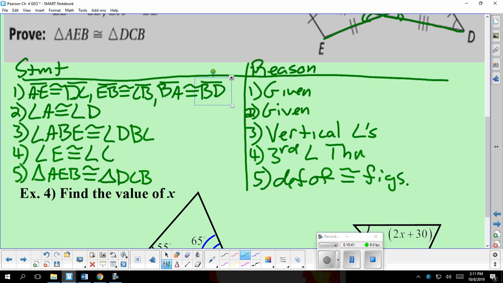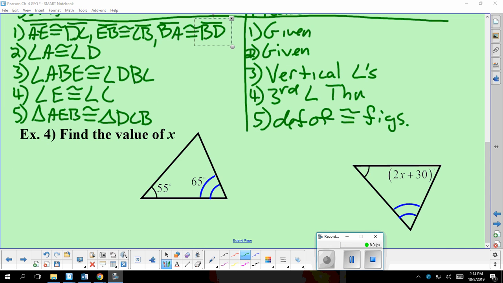All right. So, use that third angle theorem to solve for the value of x in example 4. And I'll pass back your quizzes while you're doing that. We'll finish this one up, and then, take a test.